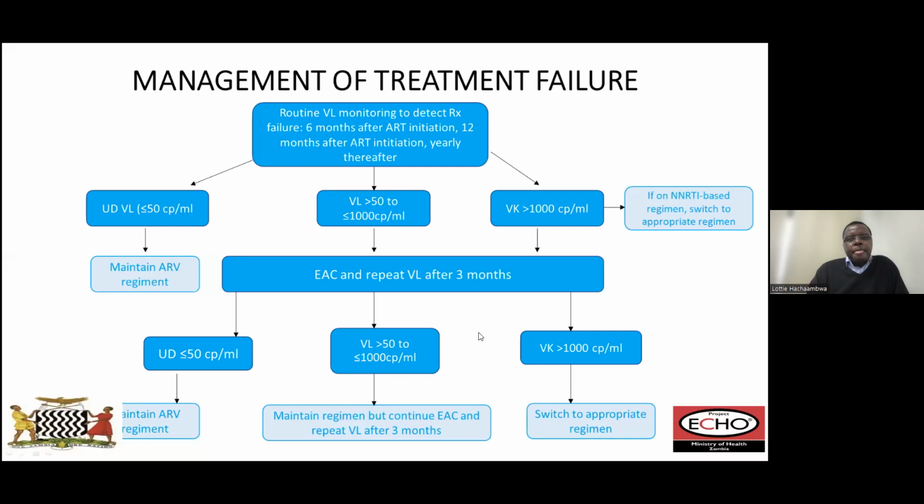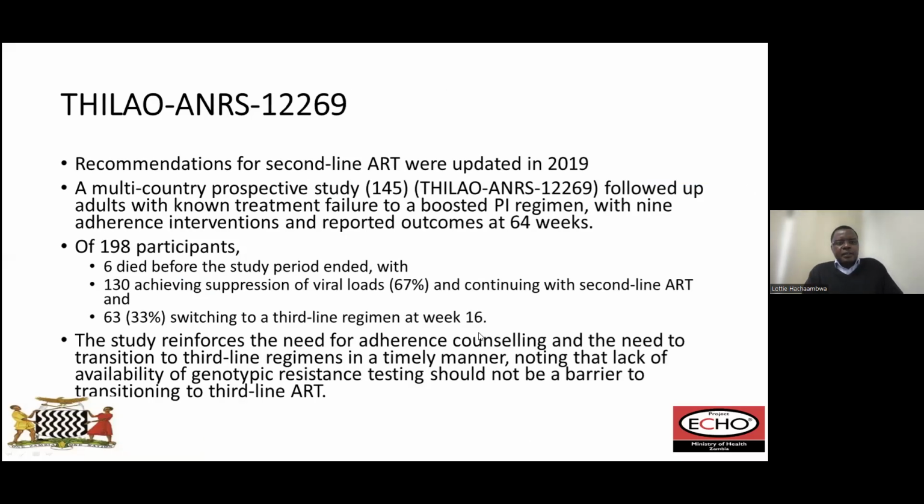So again, just quickly go through this, a study which followed up individuals with treatment failure who are on a boosted PI regimen, and the outcomes are reported at 64 weeks. Of the 198 participants, 6 died before the study end period, and then 130 achieved viral suppression and continued on second line. And then 63 were switched to third line. So these are individuals who had treatment failure on a boosted regimen. So what happens after enhanced adherence counseling? So those are the 3 outcomes.